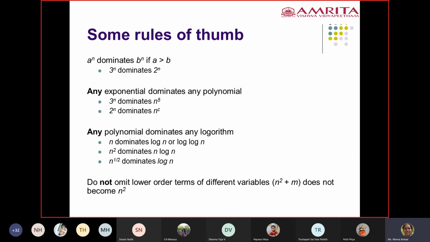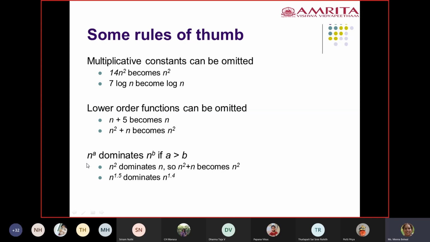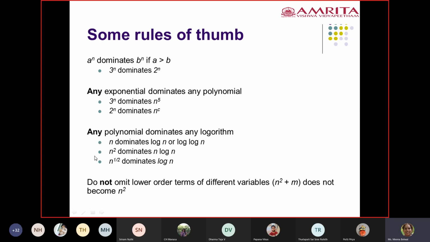Okay. Then another rule. This is exponential now. A to the power n. So you must understand the difference for your revision. N to the power of something is called a polynomial, right? And a to the power n, where a is a number, is called an exponential. A to the power n dominates b to the power of n if a is greater than b.